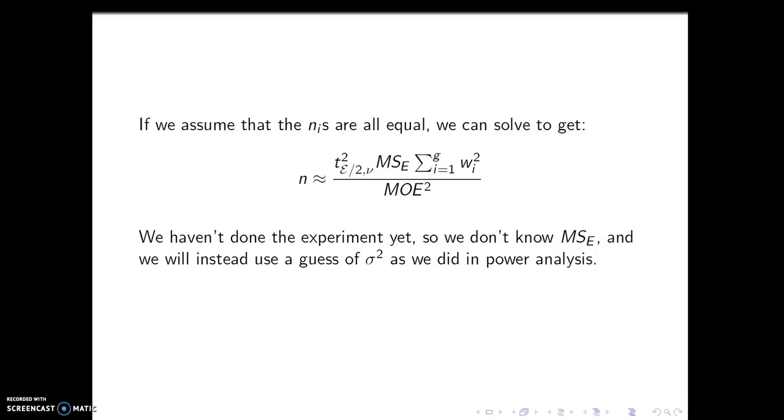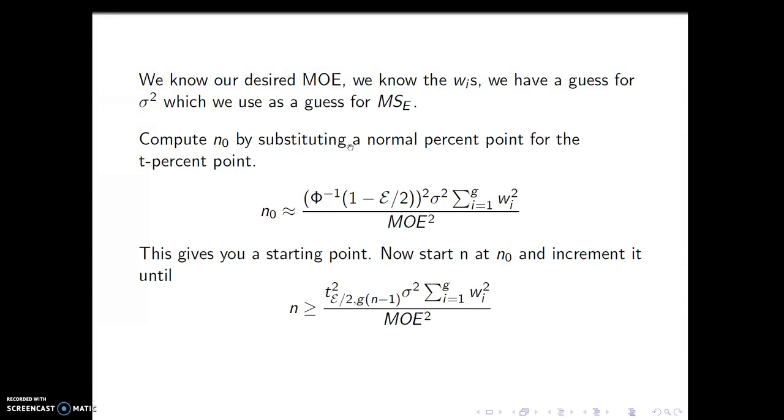Of course, we don't know an MSE. You just have to base it off pilot data, past studies, or a good educated guess. Once you know your desired margin of error, and we know the w_i's, we have a guess for which sigma squared to use for the MSE in particular. Note that we can substitute this in, using a normal percentage point for the t. And then this gives you a starting point to know something about what that margin of error should be.